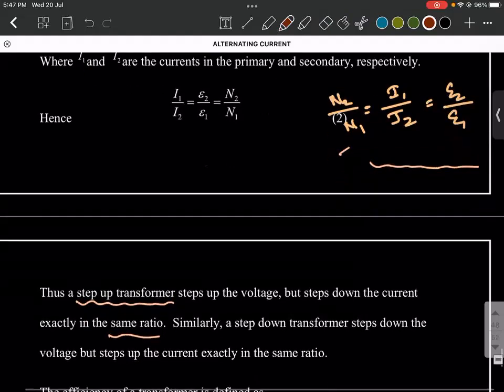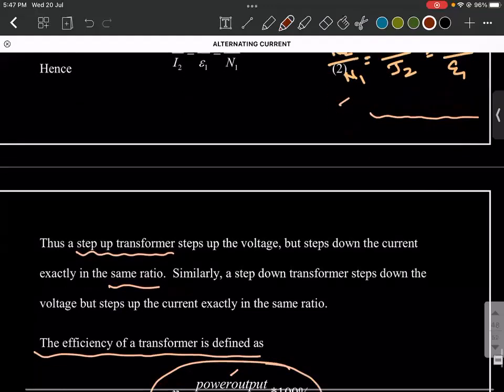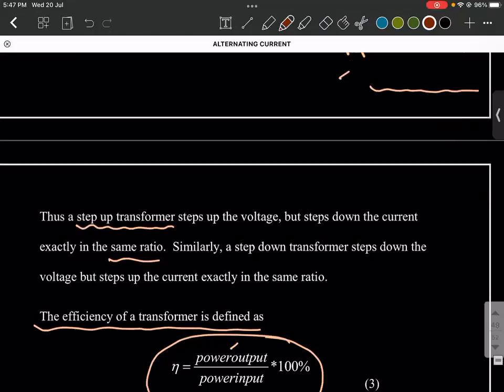Okay. Now, if you see, basically, what does a step-up transformer do? A step-up transformer will increase the voltage but decrease the current, right? So that's what has happened here. A step-up transformer basically steps up the voltage, but at the same time steps down the current in the same ratio. Secondly, you have a step-down transformer. It steps down the voltage, but steps up the current in exactly the same ratio.